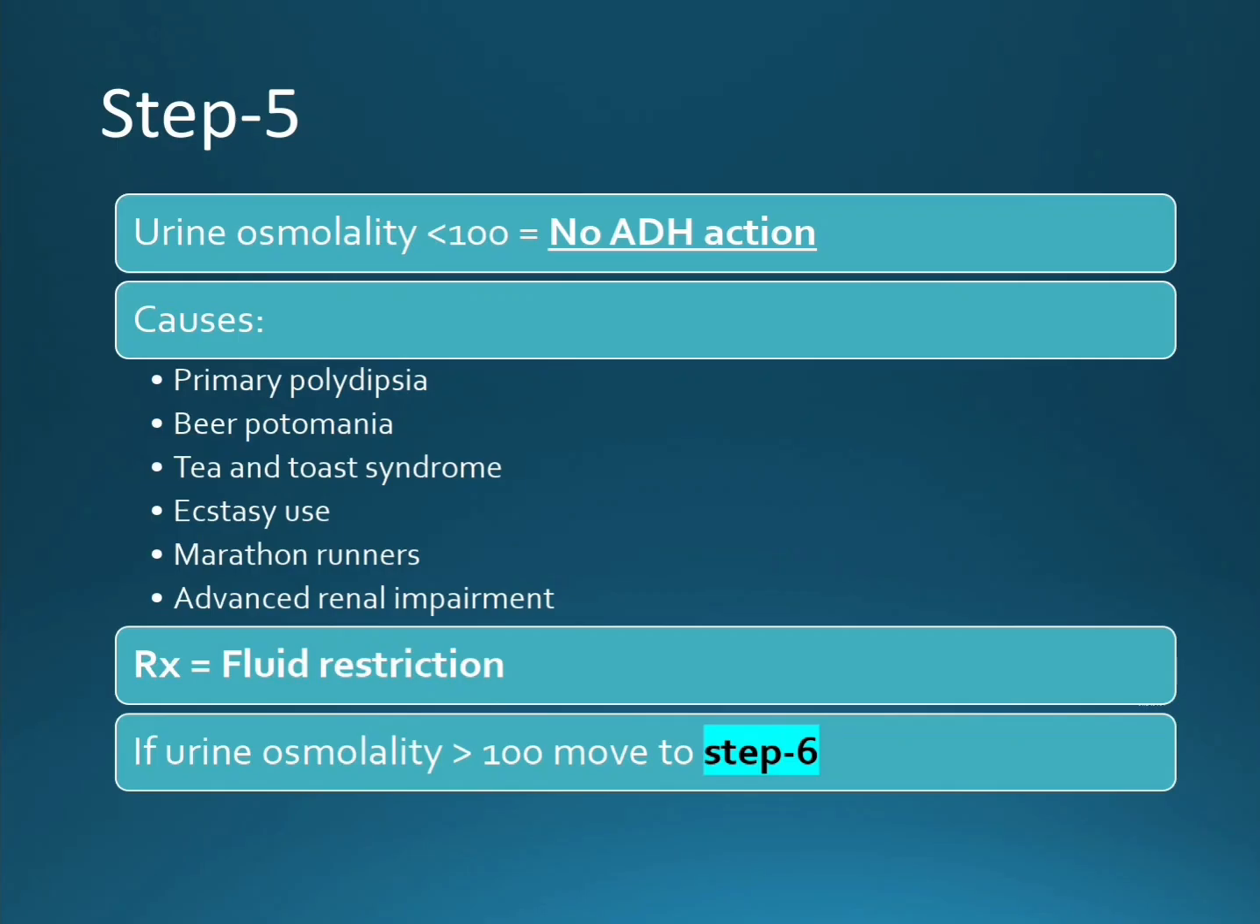The urine osmolality tells you if the ADH is acting or not. Okay, so this will determine how you manage the hyponatremia. So if the urine osmolality is less than 100, then there is no ADH action. Okay, and the causes in this case are primary polydipsia, beer potomania, tea and toast syndrome, excessive use of ecstasy, etc.